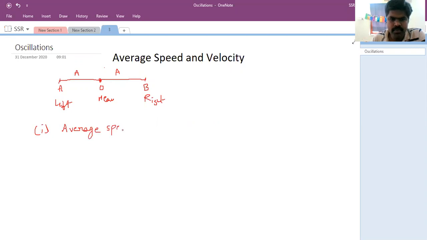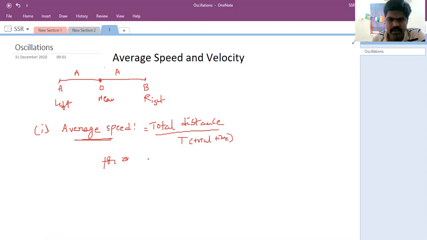Before going to average speed, I need to know the total distance covered in one time period, one complete oscillation, because average speed is equal to total distance by total time taken. Average speed is equal to total distance traveled in a time interval of one time period, capital T. This is the total time for one oscillation.